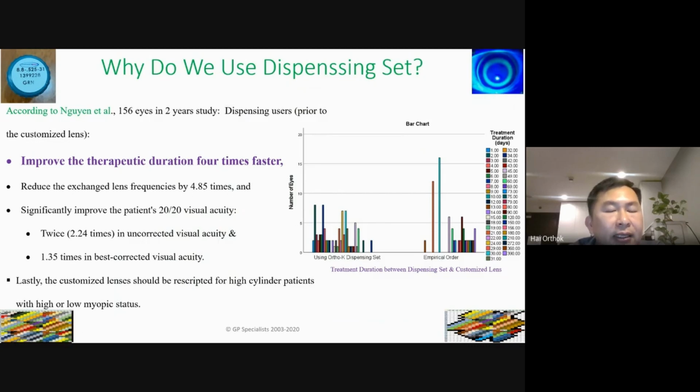According to Nguyen and other colleagues working with him, they looked into 56 eyes for 2 years, comparing dispensing set users and customized lens users. We found very interesting information: practitioners who use the dispensing set to fit the lens and fit it before the customized lens improve the therapeutic duration 4 times faster. For example, if you see the dispensing set here, in about 6 or 7 days they can plano the eye.